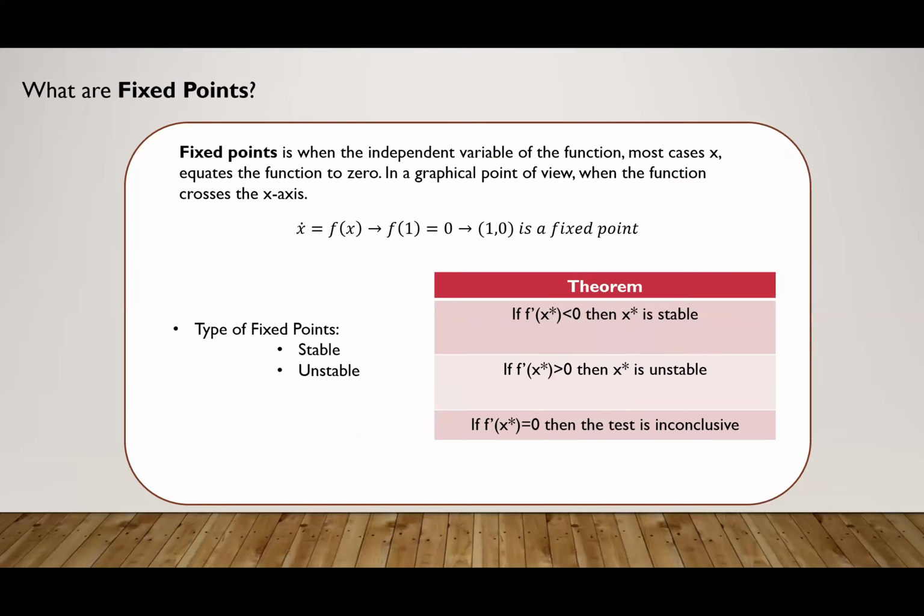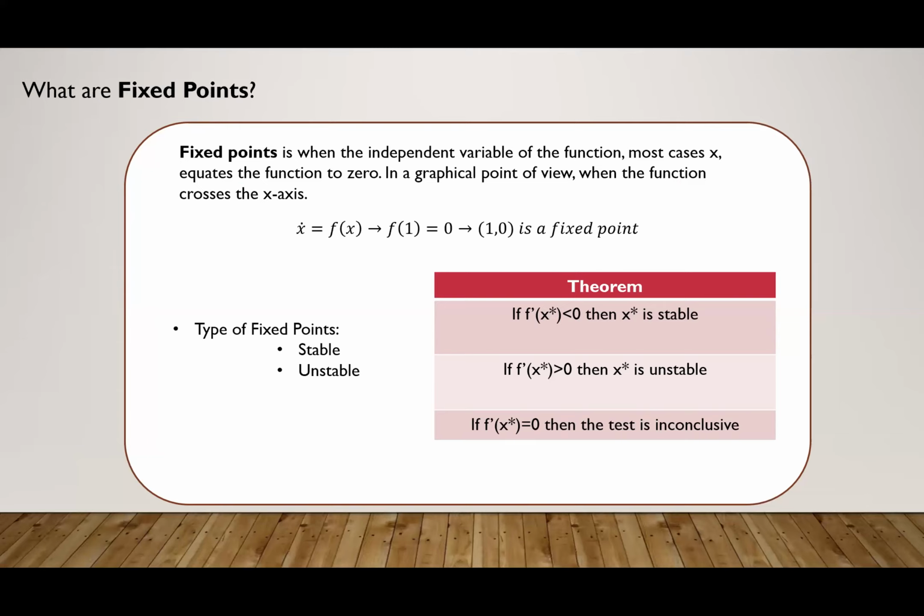Now, the points created when the oscillation crosses the axis are actually called fixed points. Fixed points are defined as when the independent variable of the function, in most cases x, equates the function to 0, or in other words, its equilibrium position. Another way of simply understanding this is through the process as shown below. If we were to use x dot equaling the function of x, plugging in 1 makes the function become 0, which means that that point is a fixed point.